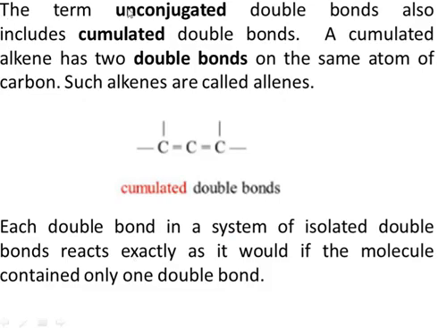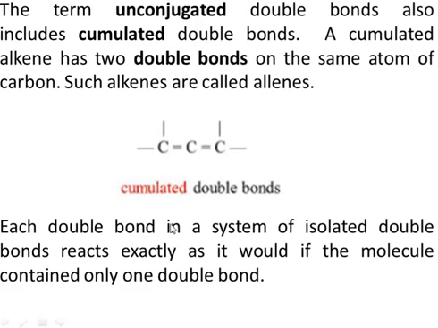Right. So the term unconjugated double bond also includes cumulative double bonds. The cumulative double bonds are double bonds in which 2 double bonds are present with the same carbon. So you can see these are 2 double bonds and they are attached to the same carbon here, right? Such systems are called allenes. Whenever there is a cumulative double bond, then such a system will be called an allene.